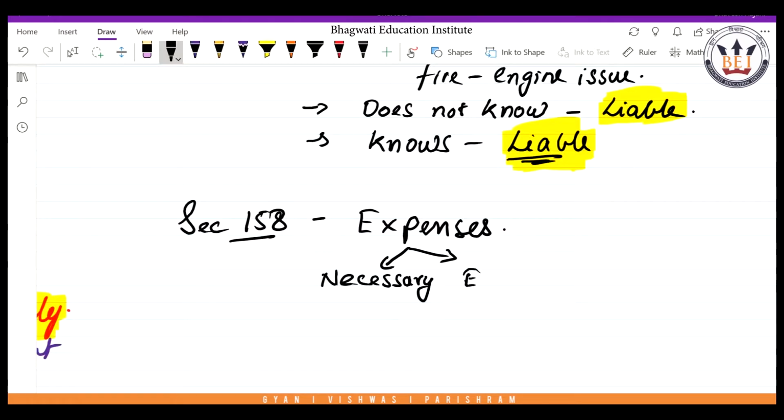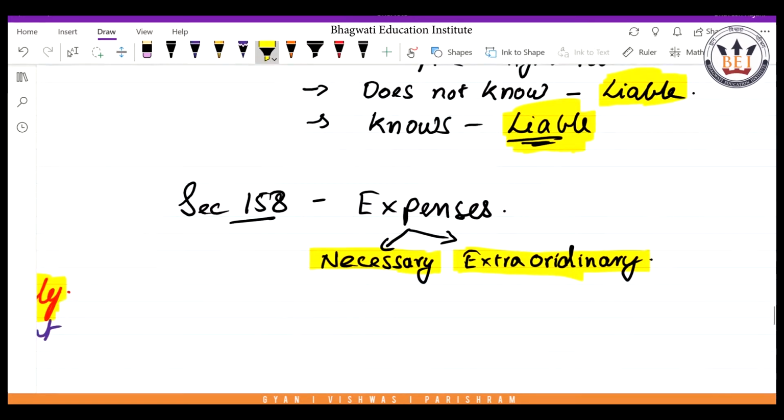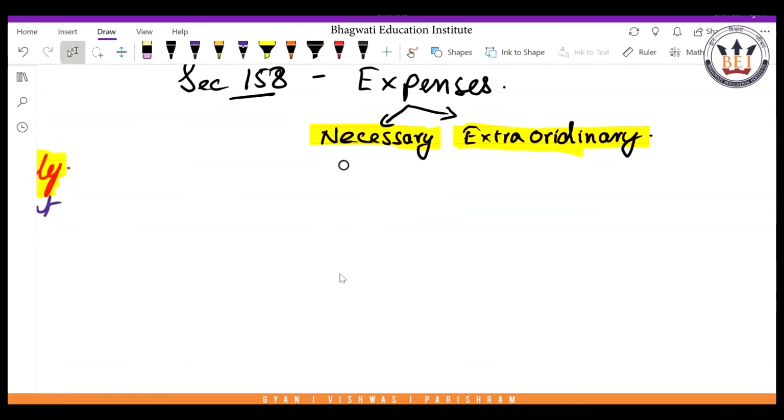Necessary and extraordinary. So we have two categories of expenses. One is the necessary expenses. The second category is termed as the extraordinary expenses. Now, how do we go about putting this in the gratuitous, non-gratuitous category? Let us take 158 para 1 for that matter. That is the gratuitous case. First we'll take gratuitous.